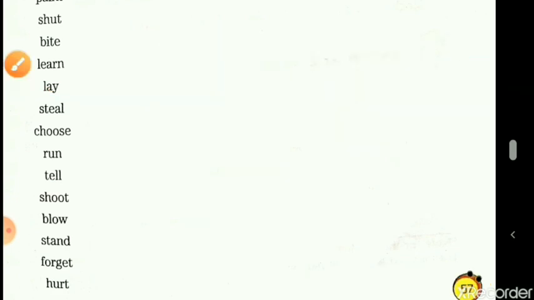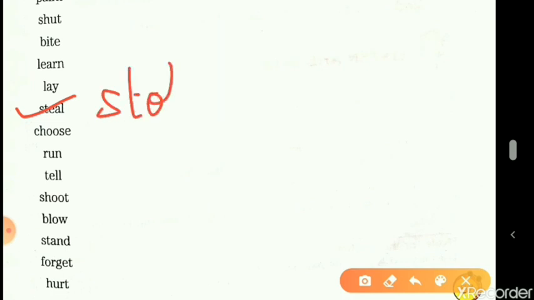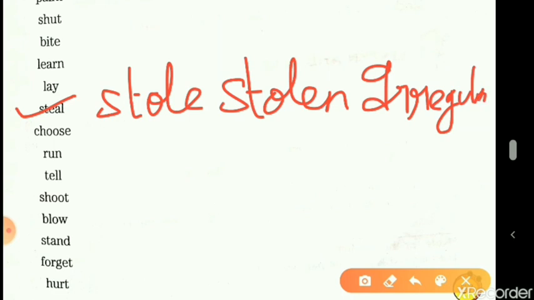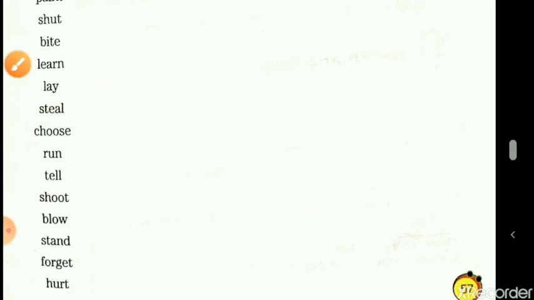Lay, laid, lay. Students, the next example is steal. Steal is the base form. The past form is stole. Past participle is stolen. Again, it changes, we haven't added ed, so these are irregular verbs. Steal, stole, stolen. Irregular verbs.